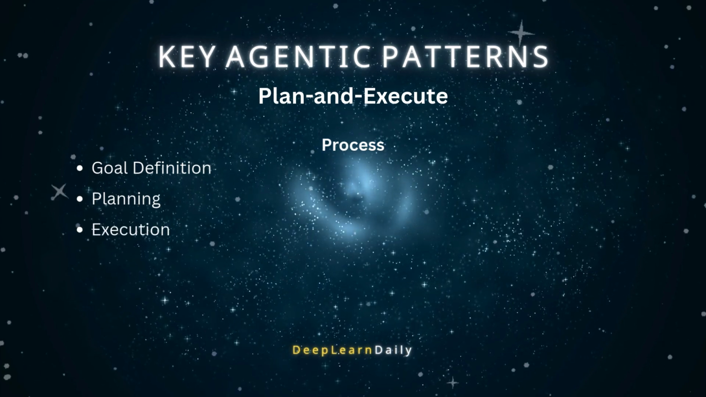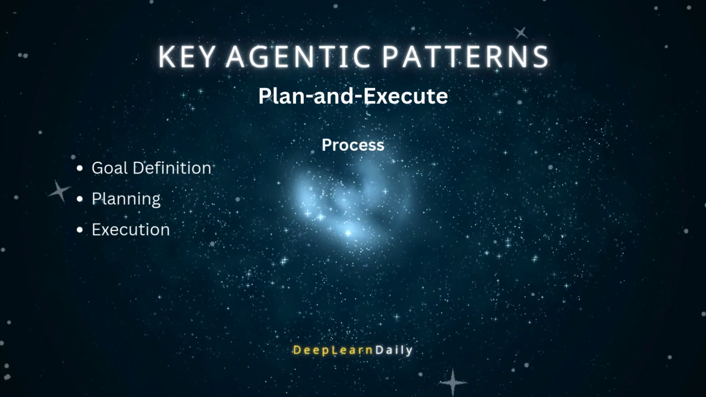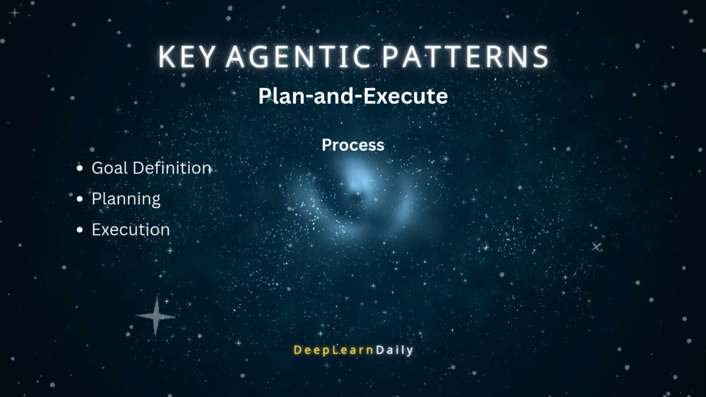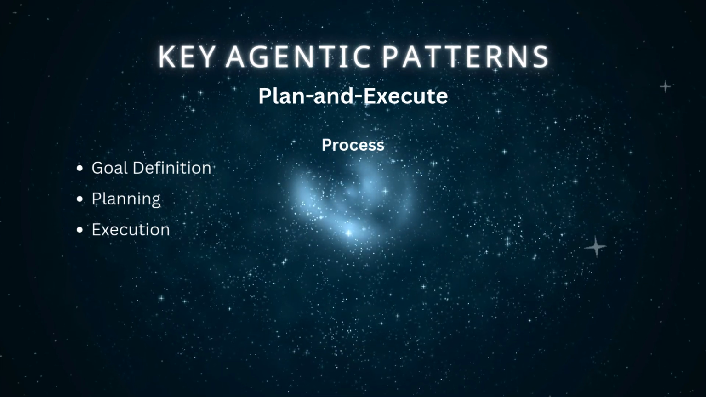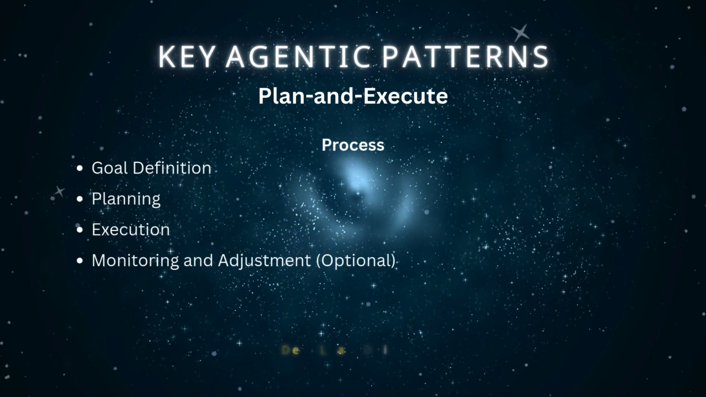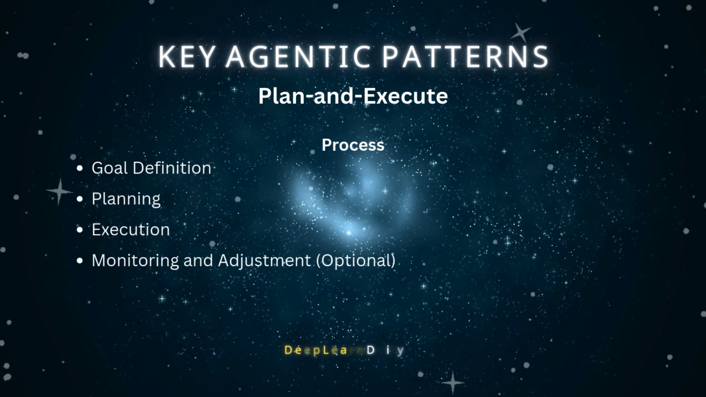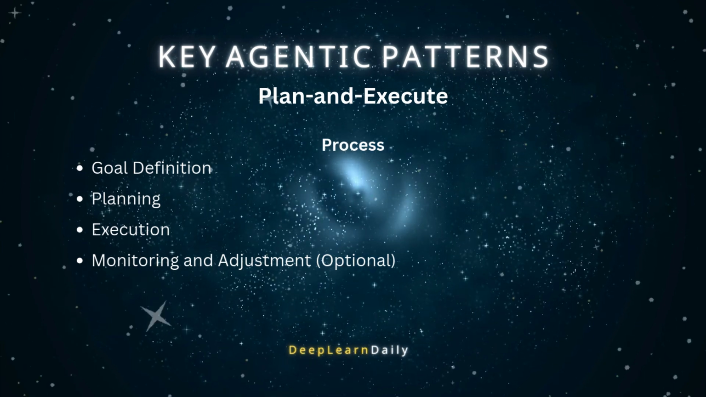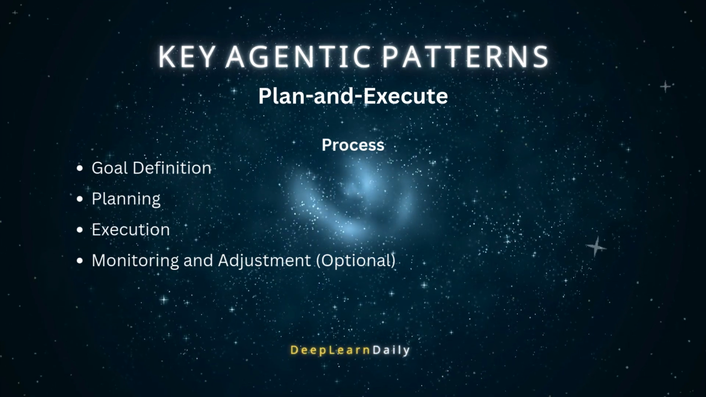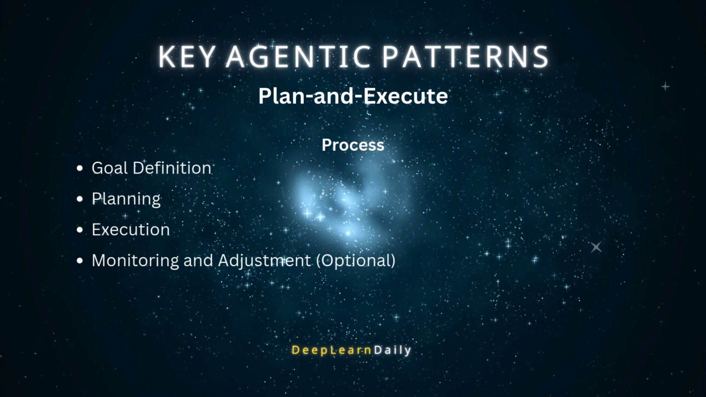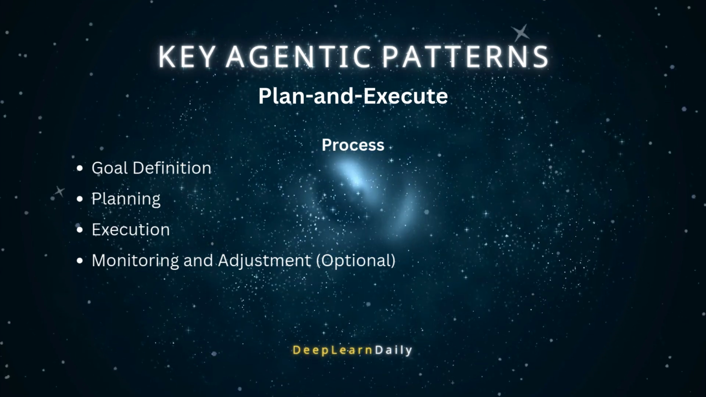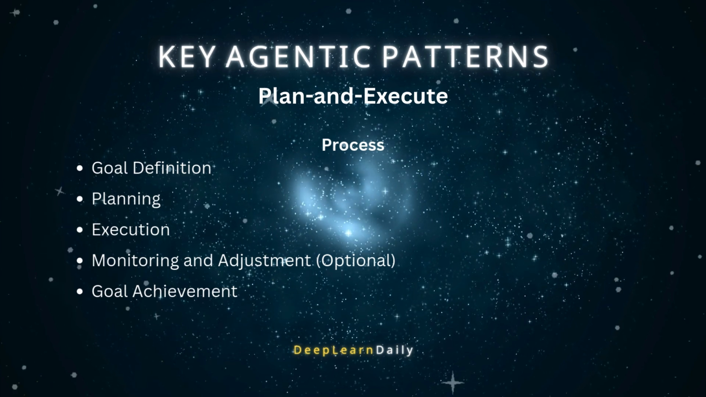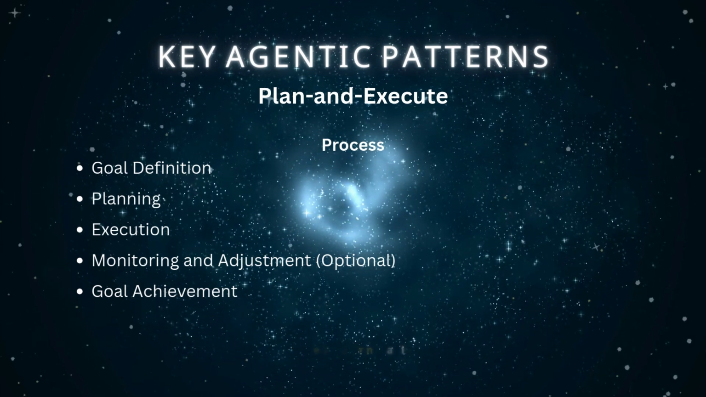Execution. The agent executes the plan step by step. This might involve invoking tools according to the plan, generating intermediate outputs, and monitoring the progress of each step. Monitoring and adjustment. The agent might monitor the execution of the plan and potentially adjust it if unexpected issues arise or new information becomes available. This can involve a mini-planning phase within the execution. Goal achievement. Once all steps in the plan are completed, the goal is considered achieved.